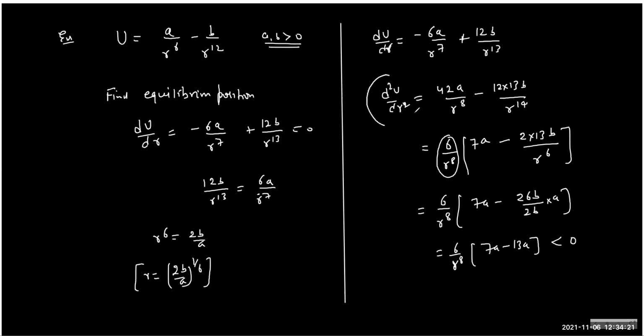Now when the second derivative is negative, it means the potential is maximum. Therefore, at R equals 2B by A is the position of unstable equilibrium. Okay. So these kinds of questions are very common in competitions.